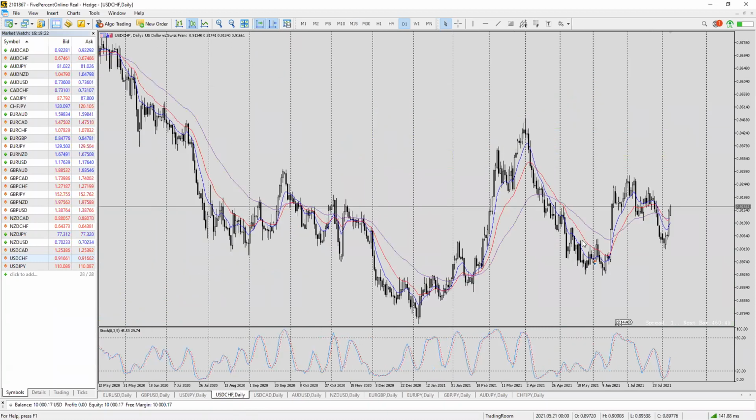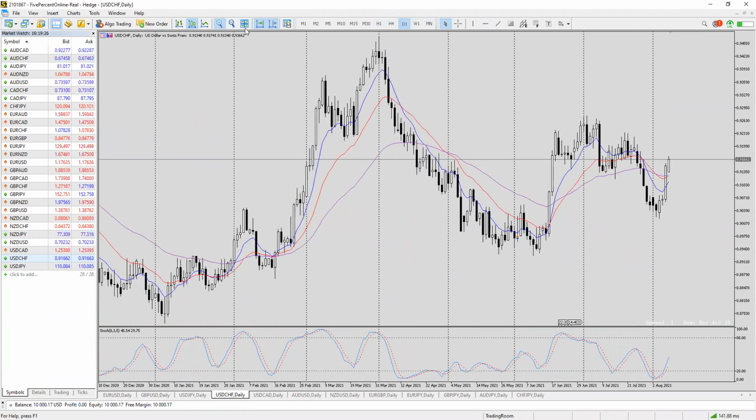Dollar Swiss made a nice move up in the last few days. The demand zone is here and it hasn't been touched yet. I was actually quite surprised that it turned around even before touching supply, but maybe it just found some support around this level and didn't go all the way down to demand.